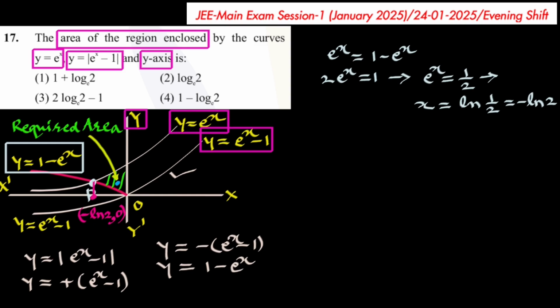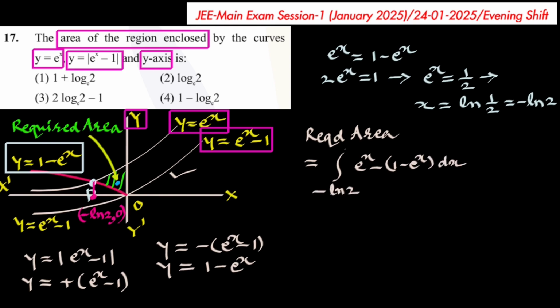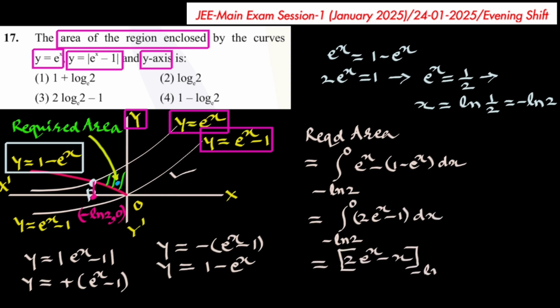Now the required area is the integral of e raised to x minus 1 minus e raised to x dx from minus ln 2 to the origin, that is 0. Integral of 2 e raised to x minus 1 dx is 2 e raised to x minus x from minus ln 2 to 0: 2 e raised to 0 minus 0 minus 2 e raised to minus ln 2 minus of minus ln 2.